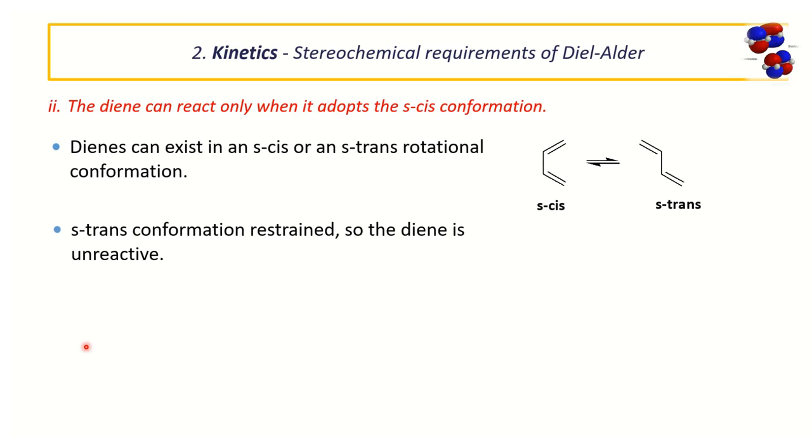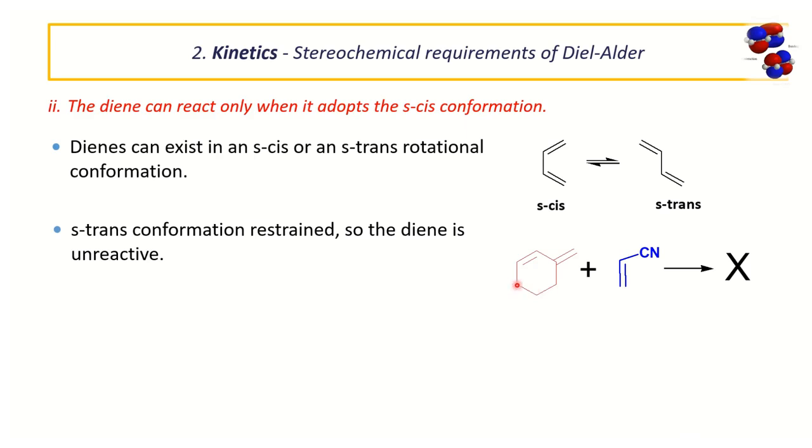In the kinetics, we really need to probe the stereochemical requirements of the Diels-Alder, because here we need an s-cis conformation compared to an s-trans. All it is, is that in the s-cis we have a sigma bond with both double bonds on the same side in the conformer. In the s-trans, we have the double bonds on opposite sides of that sigma bond here. For the Diels-Alder to occur, we have to have an s-cis conformation.